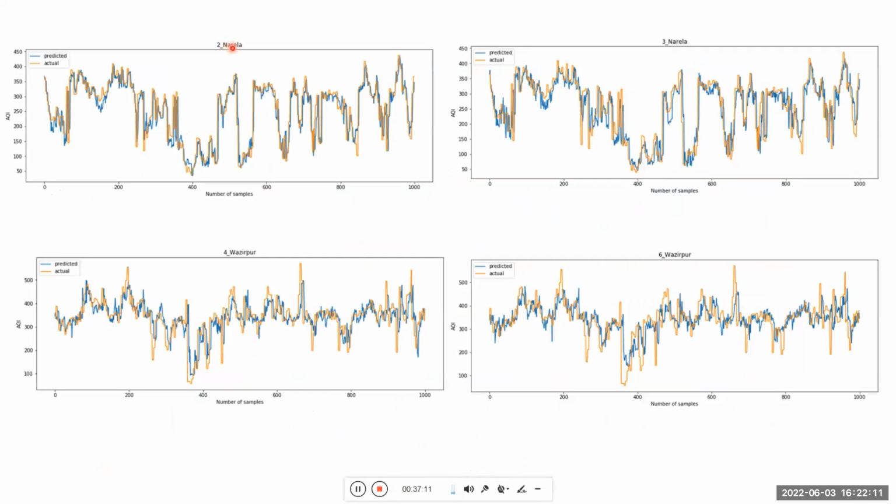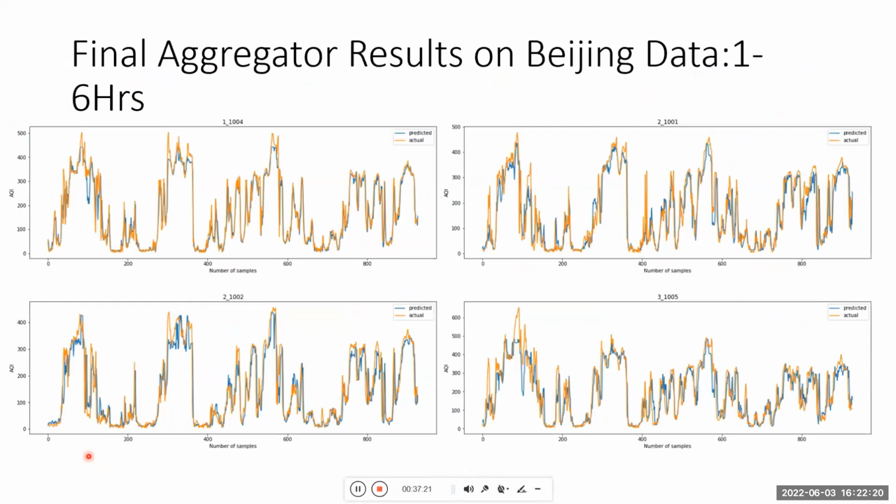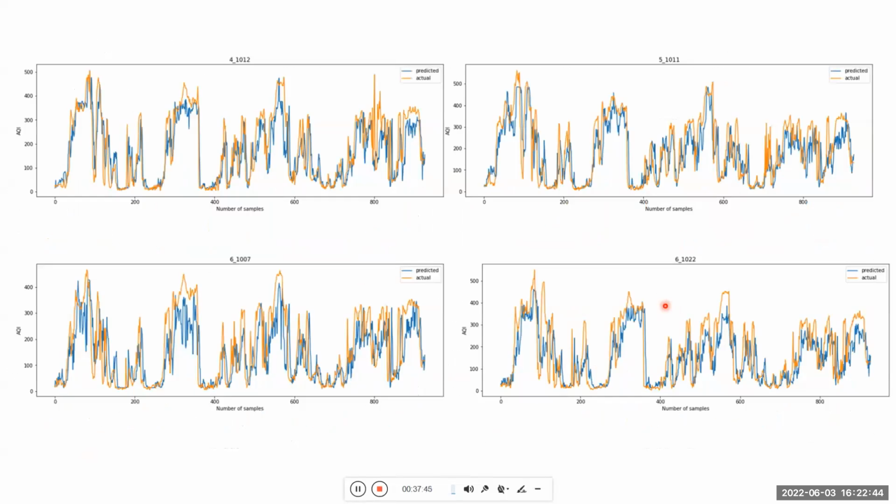This is the second hour for Narela's result. This is the third hour for Narela, the fourth hour for Wazirpur, and the sixth hour for Wazirpur. So these are all continuous predictions. I checked the same thing for Beijing data, and they are also continuous predictions from 1 to 6 hours, showing the station number as 1004, which was given in the dataset. This is the first hour, this is the second hour, this is some other station's second hour, this is station 1005 at the third hour, and likewise.